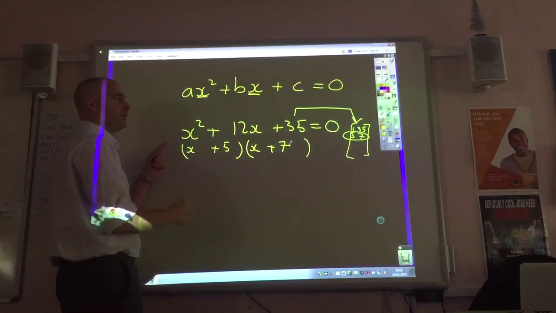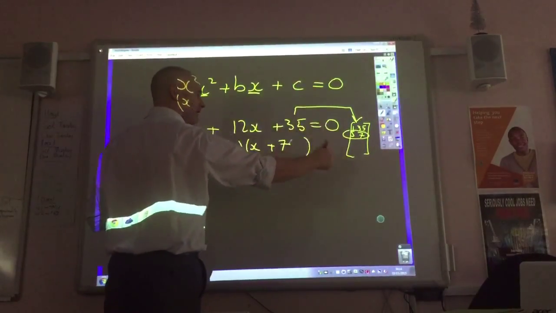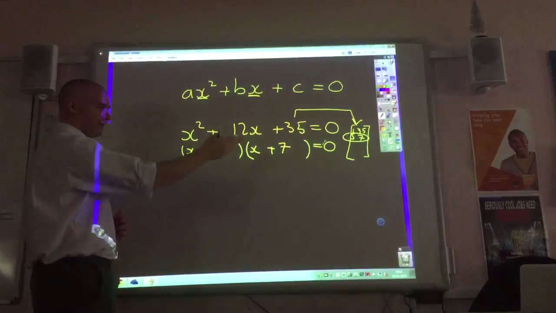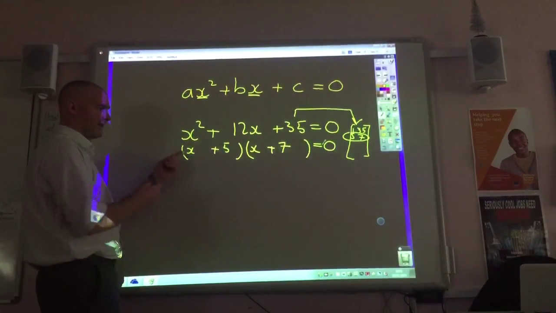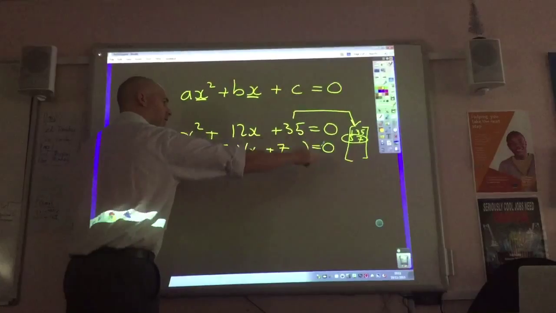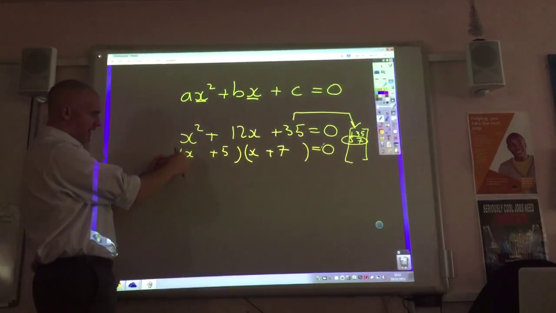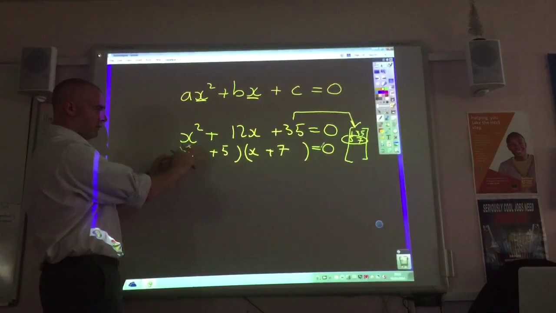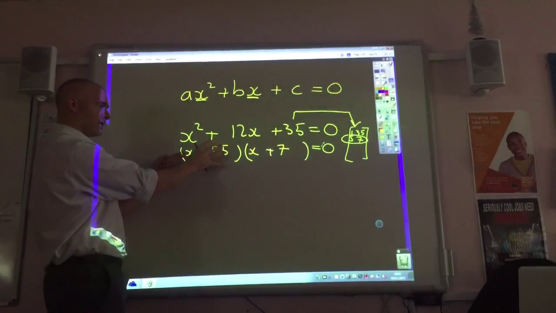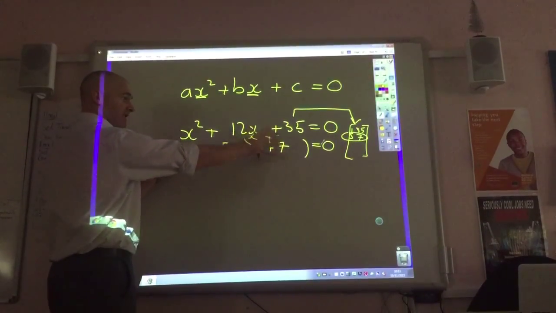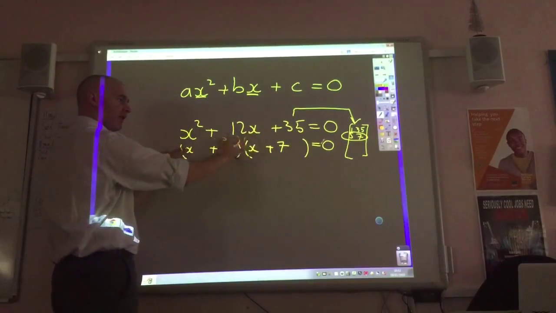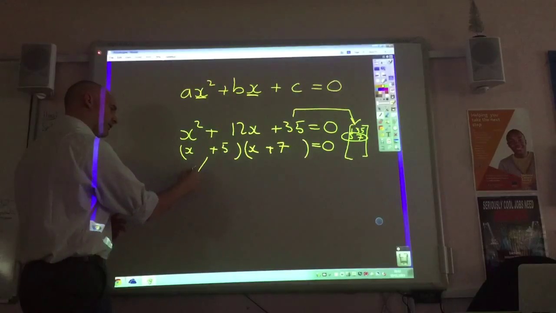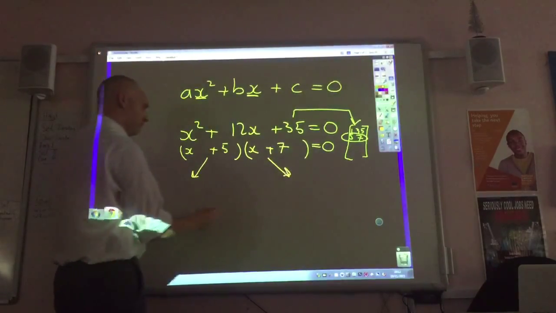Secondly, it says solve, and it says equals 0 at the end, so still write equals 0. To solve it, it means what number is x to make this whole lot equal 0? Well, if I put x here as a minus 5, minus 5 add 5 would make nothing, which means when I times by that, whatever it is, it still becomes nothing, so I'm timesing by 0, hence the whole thing is nothing.